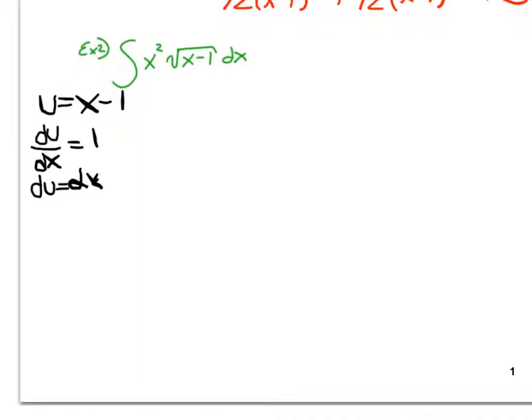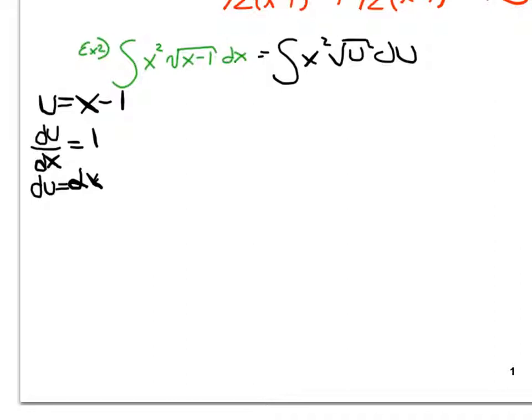If I plug in du for dx and u for x minus 1, my new integral becomes x squared times the square root of u times du. So again, I'm running into the same problem I did in the last example. I cannot integrate with both x's and u's. Something has to change. When it was in terms of x's, there was nothing I could do. I could not integrate this as written. So instead, can I change this x squared to be in terms of u?